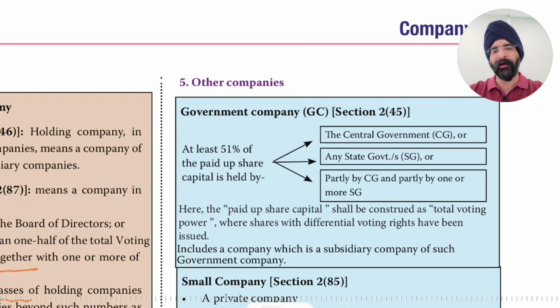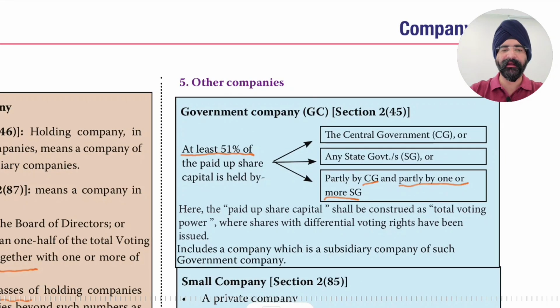What is the requirement? The requirement is that at least 51% of paid up share capital is held by. So here it is not more than 50%, it is at least 51. So it cannot be 50.5, 50.6. It has to be at least 51% of shares held by whom? Central government or any state government, or partly by central government and partly by state government, or partly by central government and partly by more than one state government. At least 51% shares are held by them.